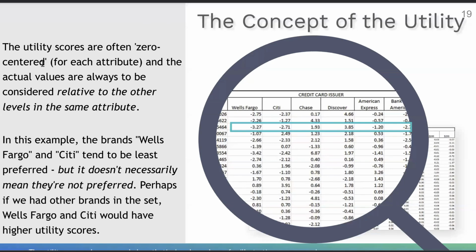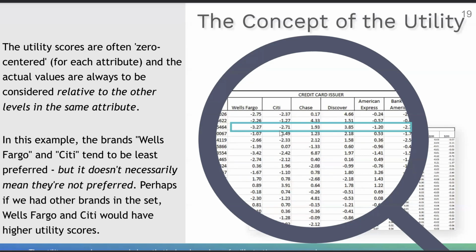Okay, so the utility scores often tend to be zero-centered for each attribute. Within each attribute, which is the credit card issuer here, these rows correspond to each survey respondent, each survey taker. Within each attribute, they add to zero, and they're relative to one another. So, for example, in this case, you can see that Wells Fargo and Citi have negative numbers. Negative means less preferred, and positive means more preferred.